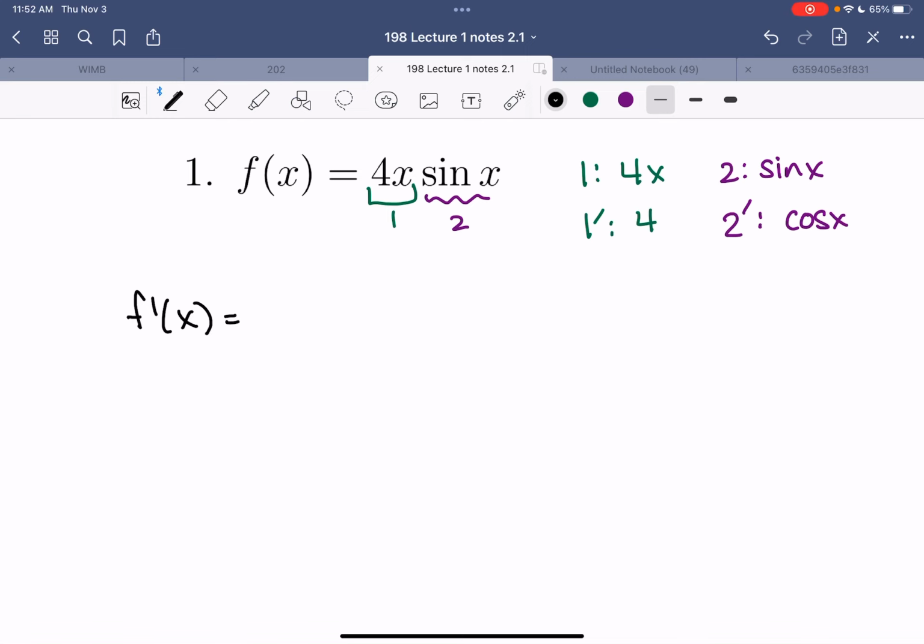So this is 4 sine x plus 4x cosine x. And I can just leave that. If you really want to factor out the 4, you can. But there's no like terms here, so I'm just going to leave it like that.